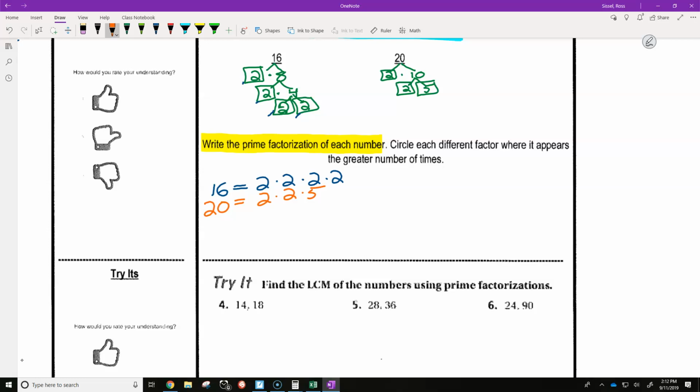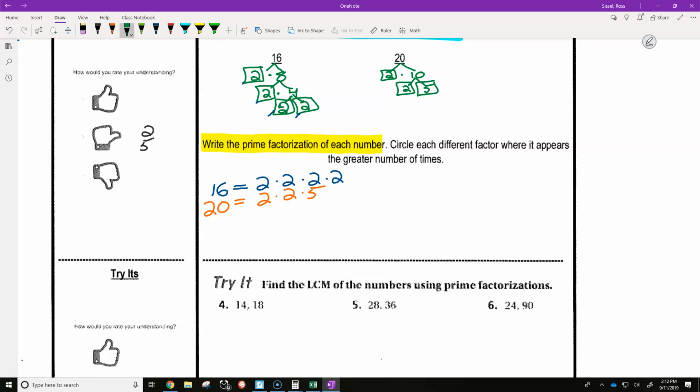Here's where the change comes in, and this is where I want you to pay close attention. What were the prime numbers used? Marley, what prime numbers did I use? Alright, so I'm just going to write them to the side. 2 and 5.